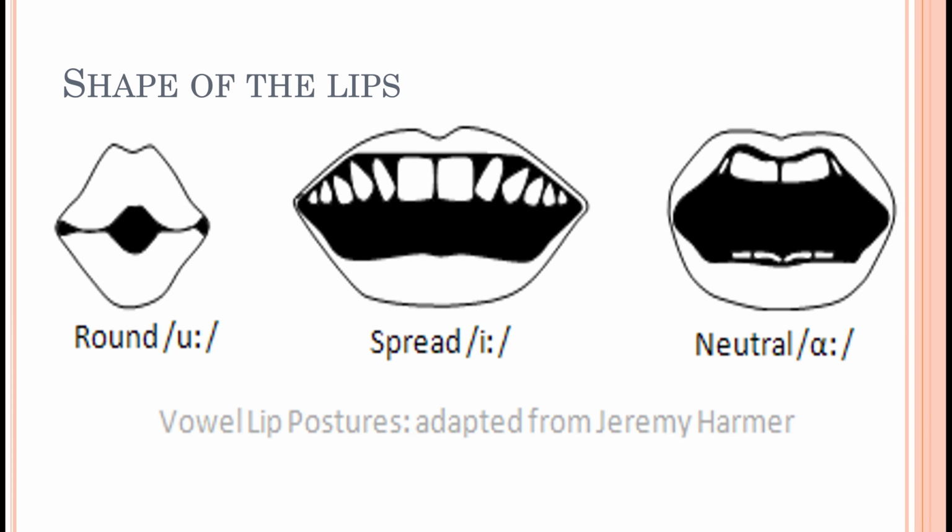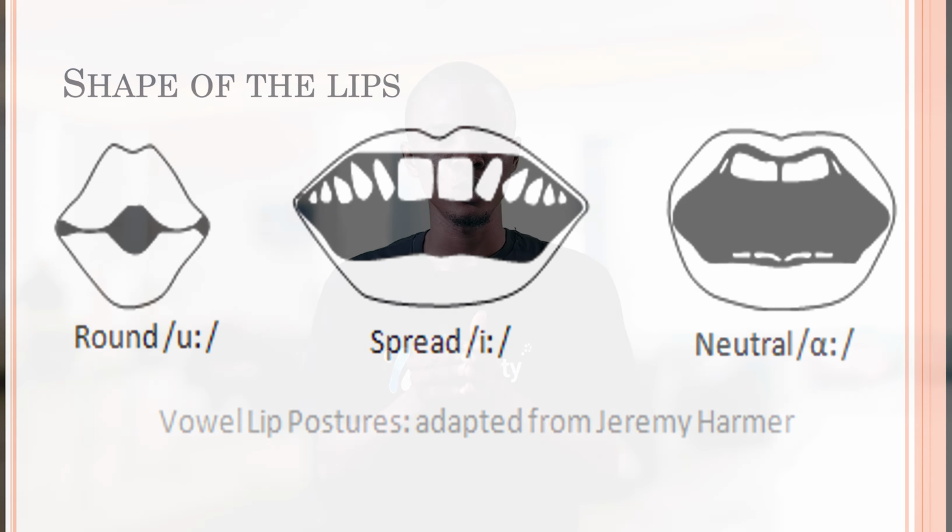This is how you have the shape of the lips. The round is like ooh, is rounded. The spread is E. And the neutral is like uh. The shape of the lip is neutral, not spread and not rounded. But for the E, you have the shape of the lips spread.